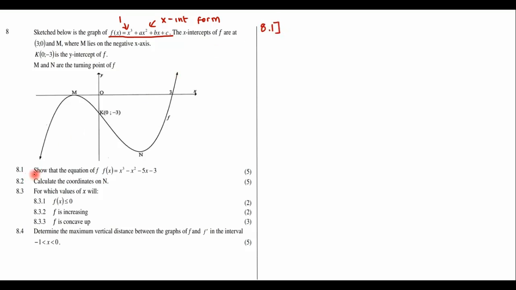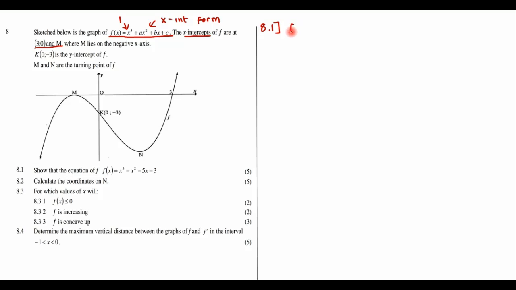Here they're saying that we must show that the equation of f is f of x equals x cubed minus x squared minus 5x minus 3. So x cubed minus x squared minus 5x minus 3. The first thing that we're going to do here is check what we're given. If you see here, we're given x-intercepts.